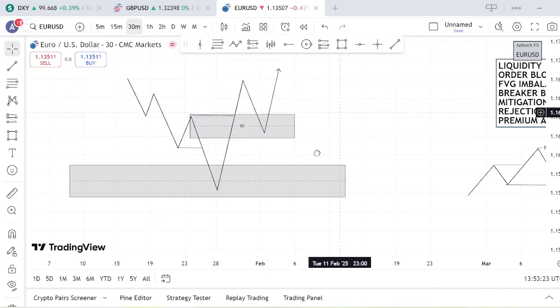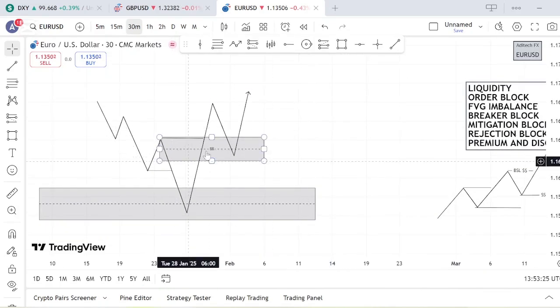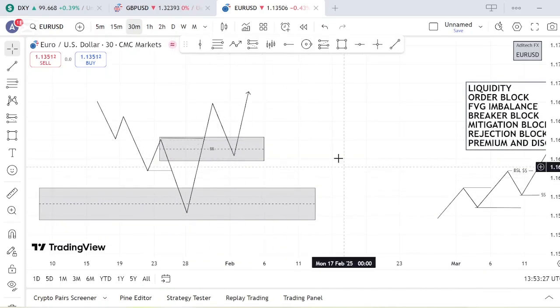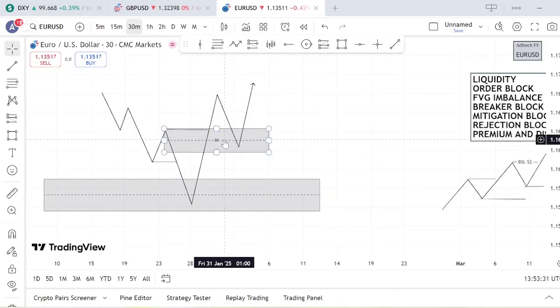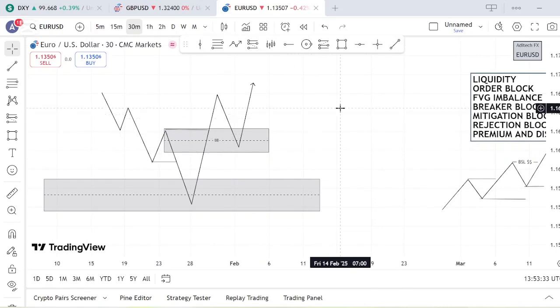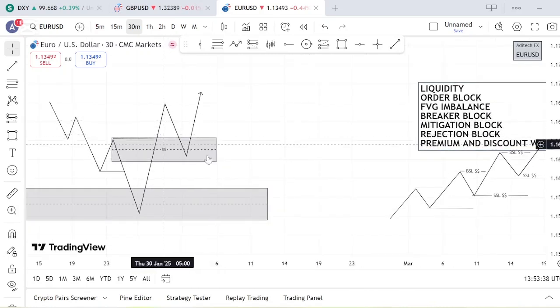So there are some confluences that you use to know if price is going to use a breaker block, right? Or if price is going to use an order block. So we will be back to that. I hope you guys have understood the meaning of breaker block now.